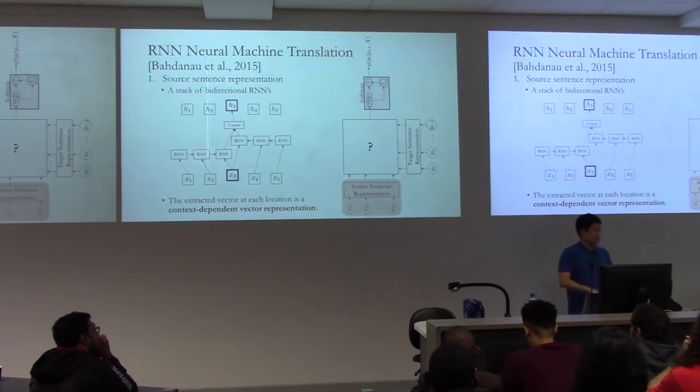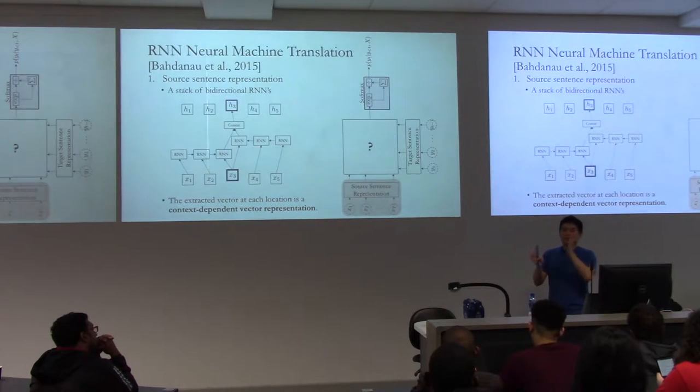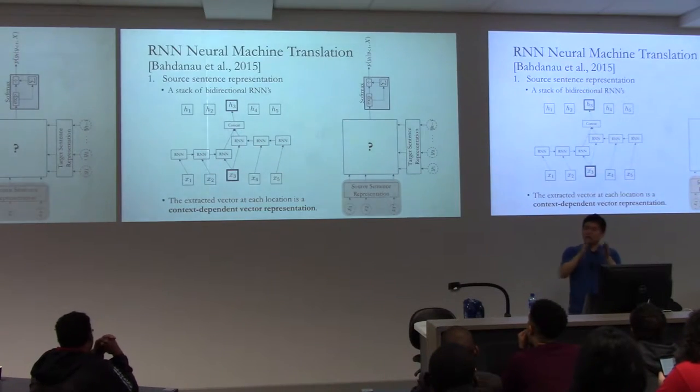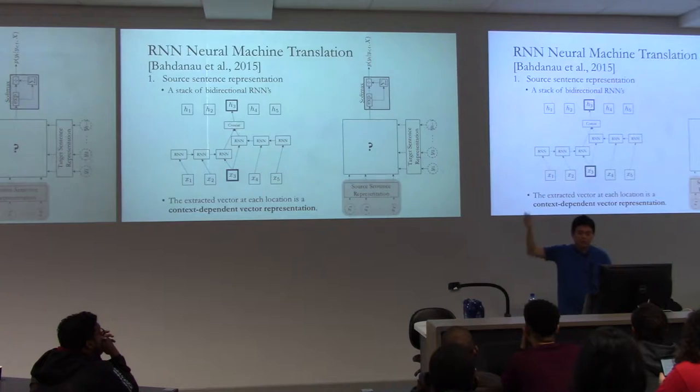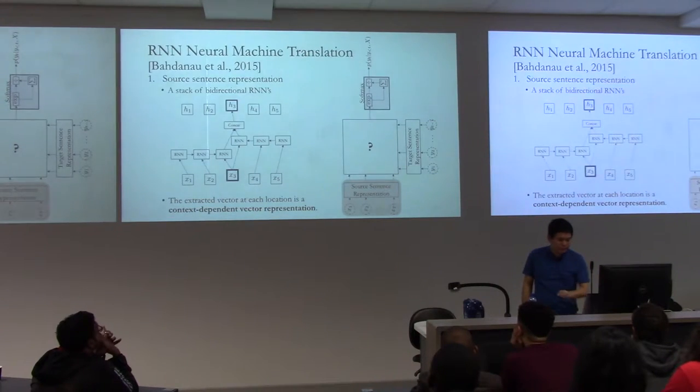So let's say, as an example, a red cat is chasing a yellow cat. Now we have two cats there. If you only look at the token directly, we cannot really distinguish the first cat from the second cat. But if you run this kind of recurrent neural net or convolutional neural net, it's going to give us a token representation that is context dependent, so now I can tell that the first cat is a red cat, and the second cat is a yellow cat. And then that information can be used by the decoder. So this encoder extracts the context dependent vector representation.